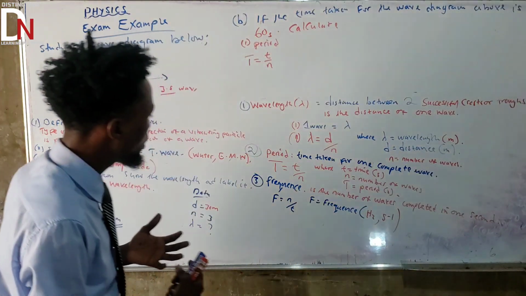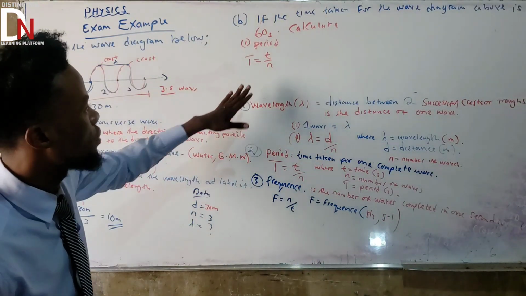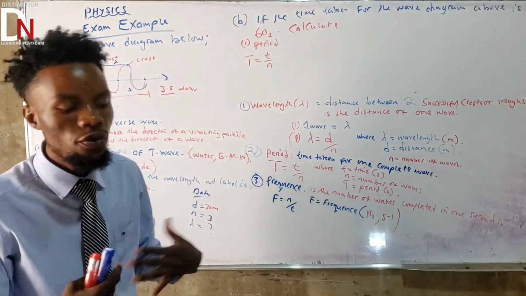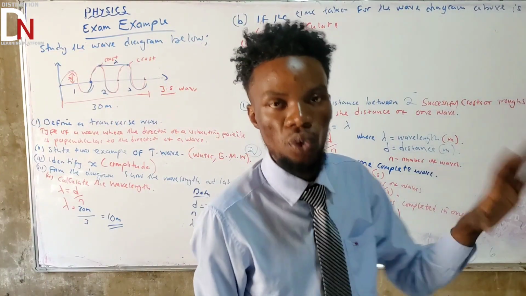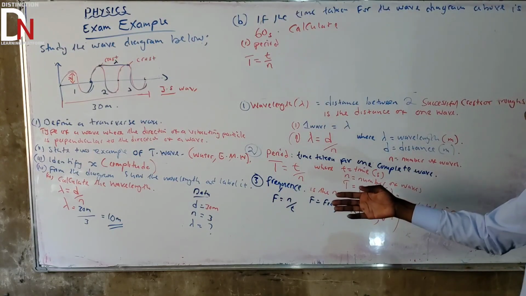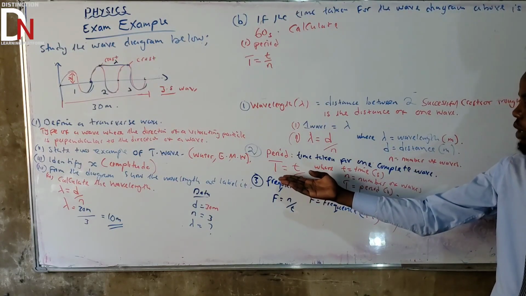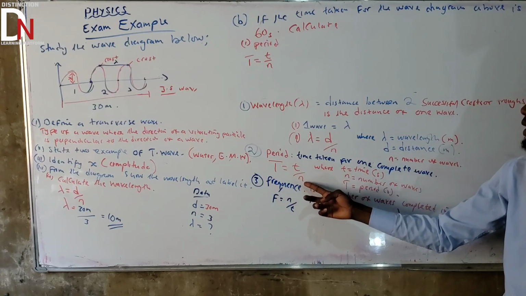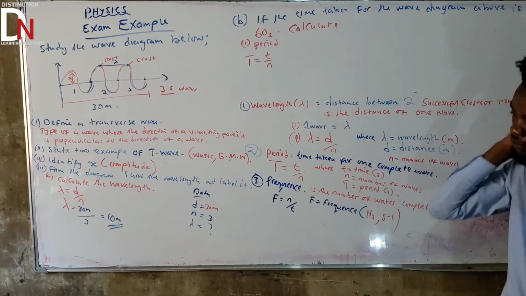The only thing you can do is ask yourself, okay, I've been asked to find the period. So which formula among the formulas that I know contains period? As you can see, the only formula that is going to have period is this one. The period is nothing but equal to time taken over number of oscillation, which is very, very simple, okay?